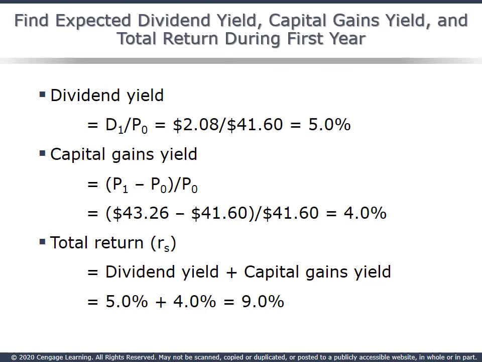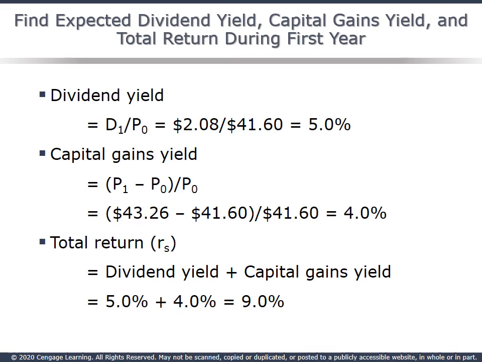The capital gains yield is based on the change in price. So we would take next year's price minus its current price, divided by the current price. Well, let's leave that alone for now because I think there's an easier way to find the capital gains yield. The total return on this stock is equal to the required rate of return. It's given to us. It's 9%.